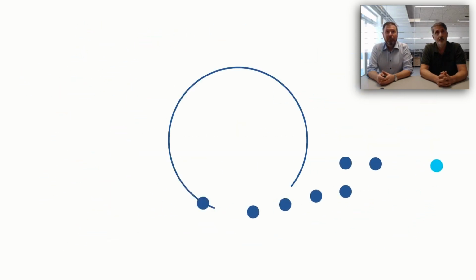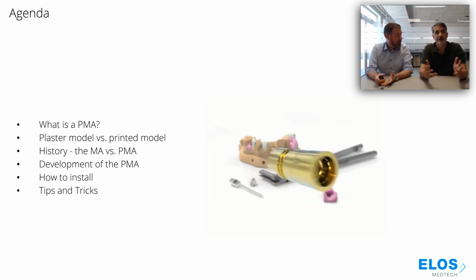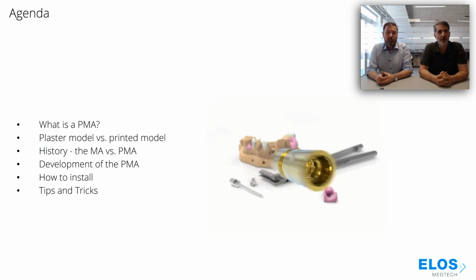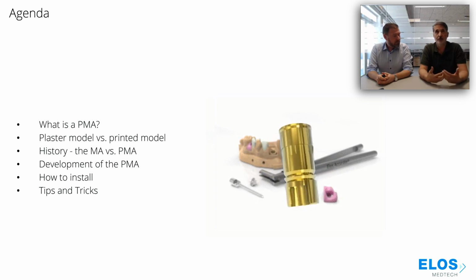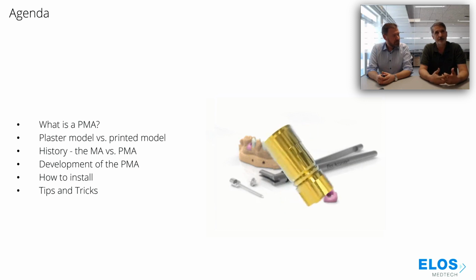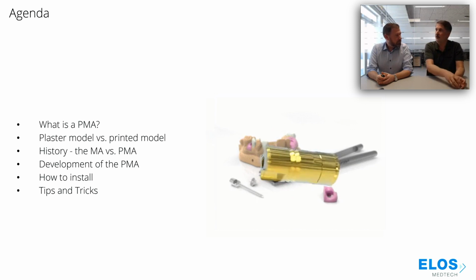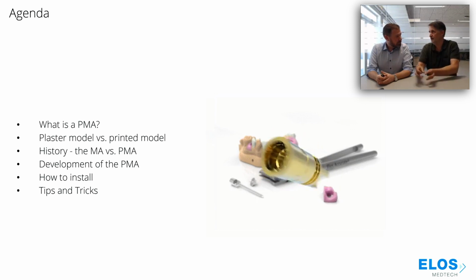Perfect. Let's have a look at the agenda. We have the Elos Accurate Analog for printed models. We're going to start with what a PMA is. The first point is the actual use of this PMA, which is the printed model analog. It's an analog, a physical part, to transfer the implant position from the intraoral scan to a digital model, which you can print later.